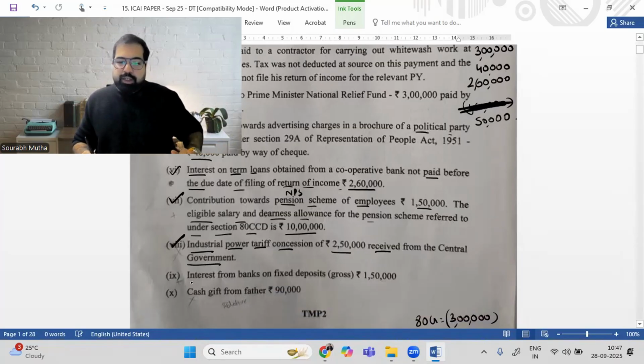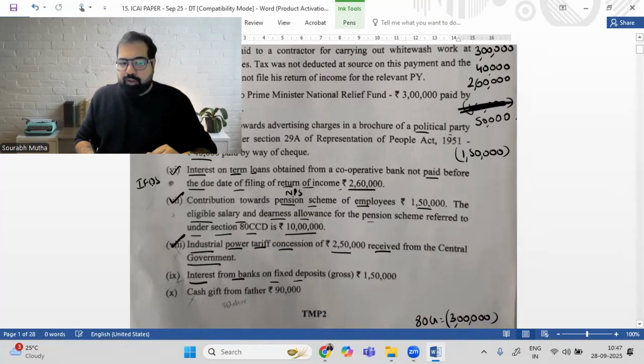This is also done. Interest from banks on FD is 1 lakh 50, which is a good income, but is not part of PGBP. So remove it from here. Have you added it? So I will minus it from here, and I will take it to the head of income of IFOS. I'm making IFOS the head of income here. IFOS 1 lakh 50,000.